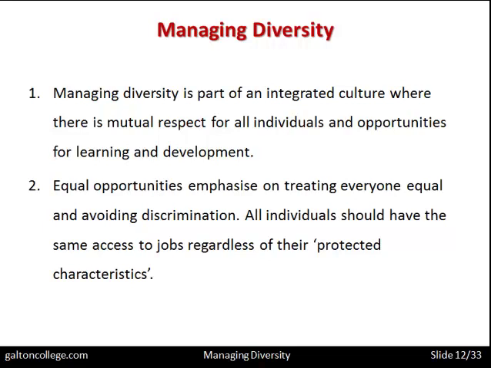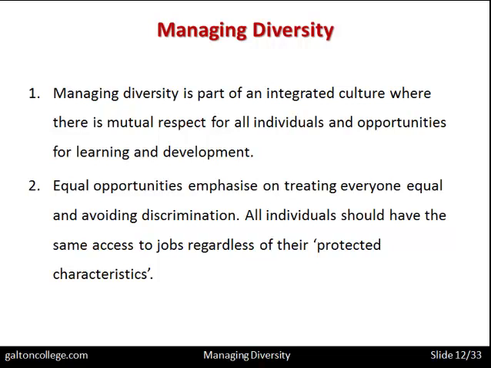Equal opportunities emphasizes treating everyone equally and avoiding discrimination. Equal opportunities is really focused on trying to avoid discrimination by treating everybody the same, treating everybody equally. All individuals should have the same access to jobs regardless of their protected characteristics. So when particular jobs are required and when particular vacancies arise, then they should be made available to everyone.